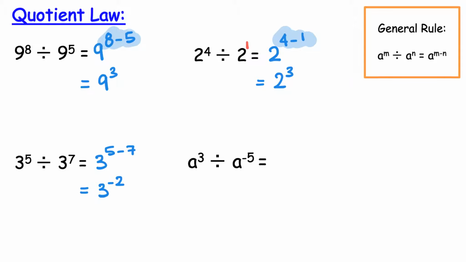And then if we take a look at the last one here, we've got a to the power of 3 divided by a to the power of negative 5. So again, I'm going to write this out as a to the power of 3, and I'm subtracting the exponents, right? So it's going to be a to the power of 3 subtract negative 5. So just be careful there. We've got 3 subtract negative 5, and we're going to get now a to the power of 8.